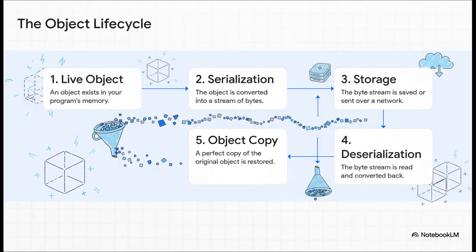And as you can see, it's a complete round trip. You start with your live object, you serialize it, that's the freezing part. You can then store that frozen state or send it wherever it needs to go. And then, when you need it again, you deserialize it. That's the thawing process. And just like that, you have a perfect, living copy of your original object right back in memory, ready to go.